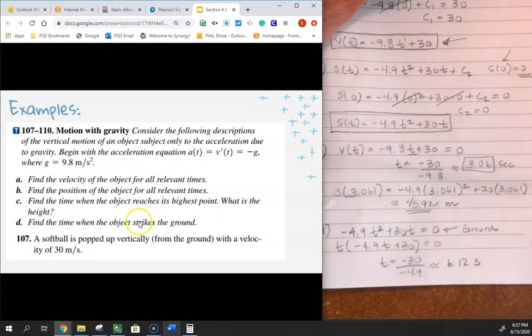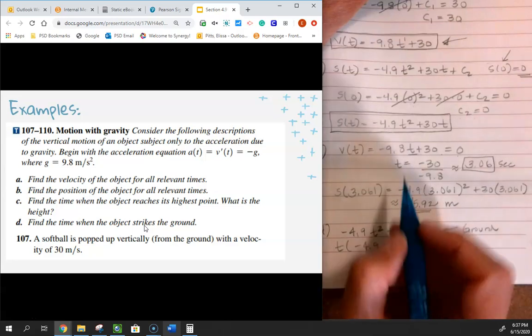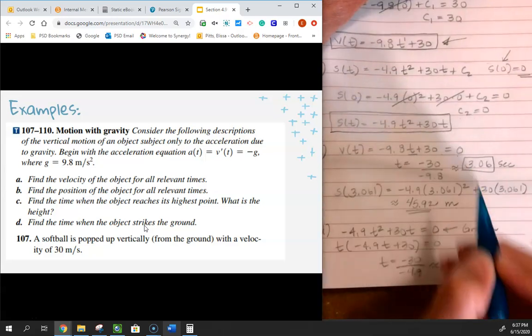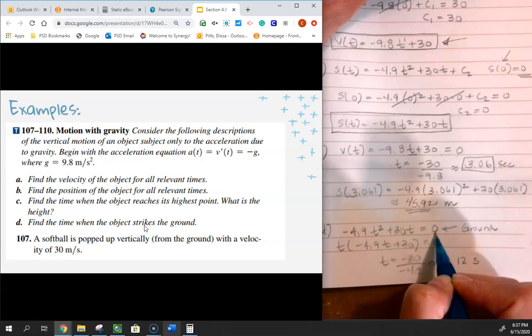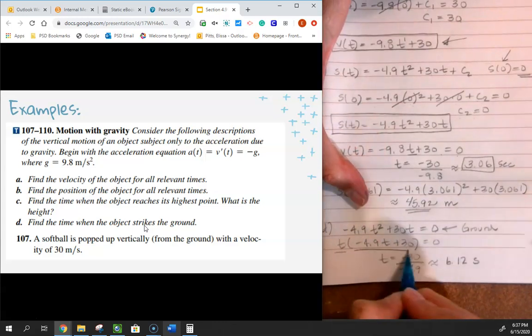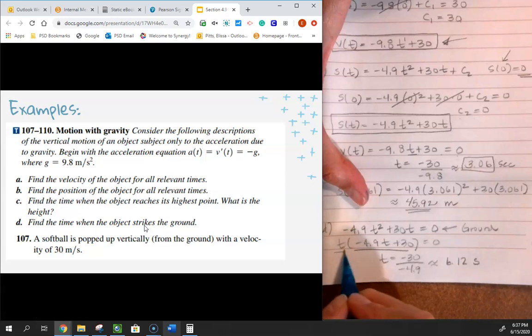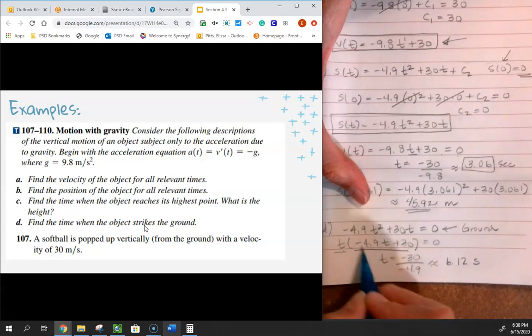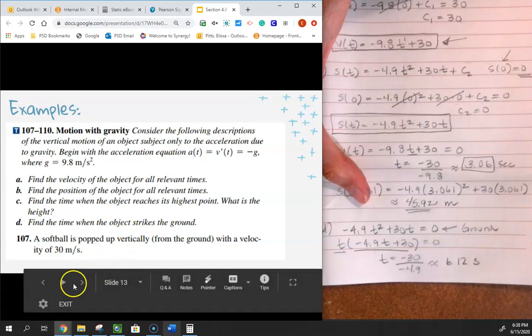And then the last one, find the time when the object strikes the ground. Well, when the object is striking the ground, that's telling you that your position of the object is 0. So you're going to take your position function and set it equal to 0, because that's the ground. We want to know when it's on the ground. If we factor out a t, we get t times this stuff. So it's going to be on the ground at t equals 0. We already knew that. And it's going to be on the ground when we set this equal to 0. So we subtract 30, divide by negative 4.9, and that's about 6.12 seconds. And so that's the last type of problem.